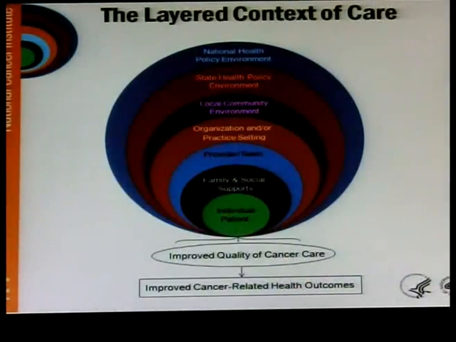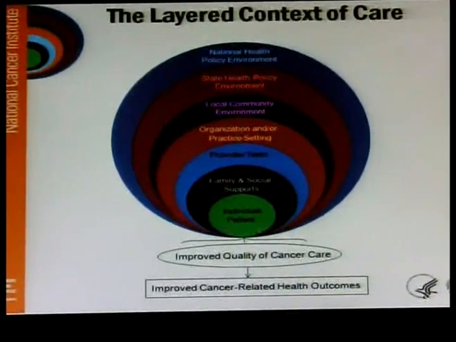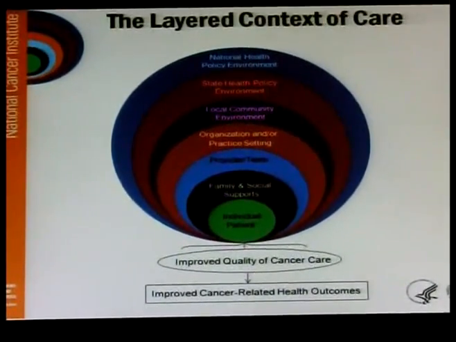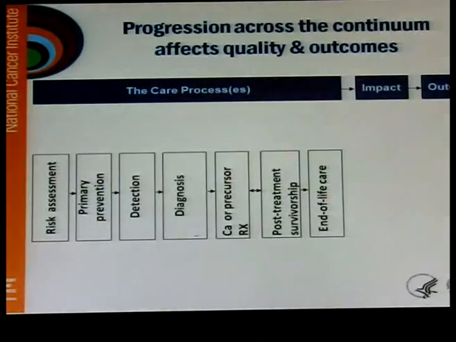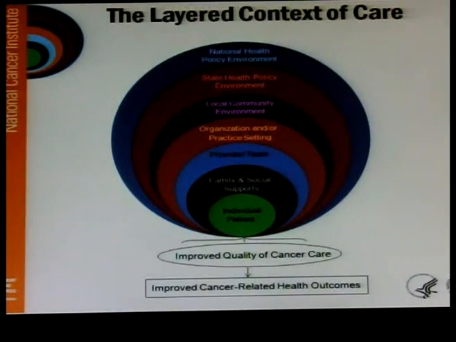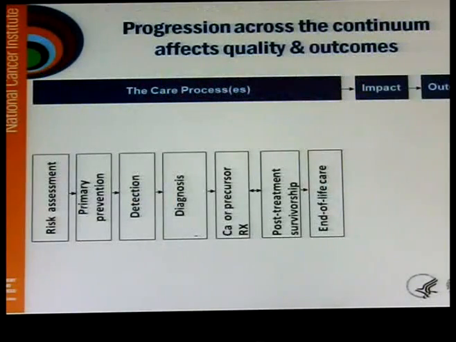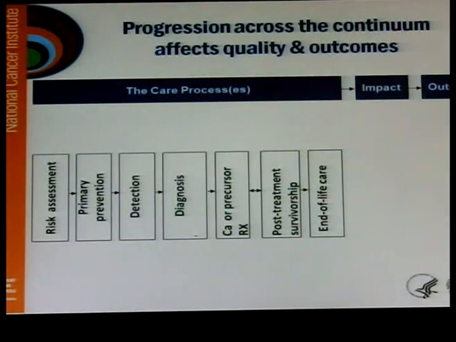The layered context of care is what we call it. We also call it the onion. We expect that if we address factors in those layers, we can affect quality and we can affect outcomes. But it's also clear that this is a cross-sectional view, and that outcomes and care are not a single event. In cancer, care is a continuum.